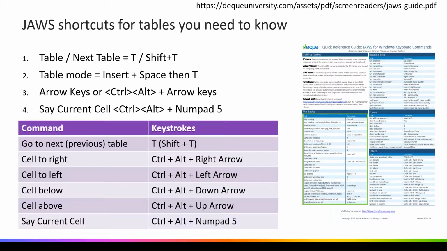The other thing you can do is you can go into what's called table mode inside JAWS. Instead of having to hold down Control and Alt, you can press Insert Space and the letter T, and you'll hear it say table mode, and then you can just use the arrow keys to move around. We're going to get to that. All right, so I have filled your head with enough of this. Let's just dive right in.